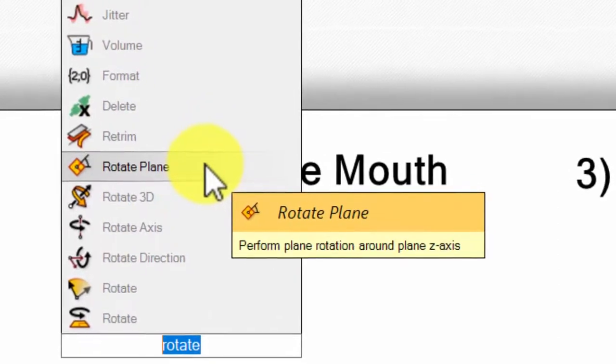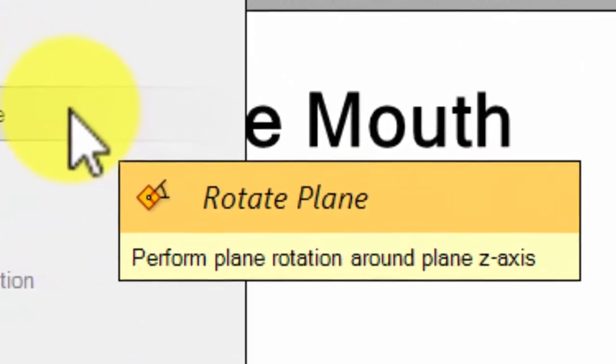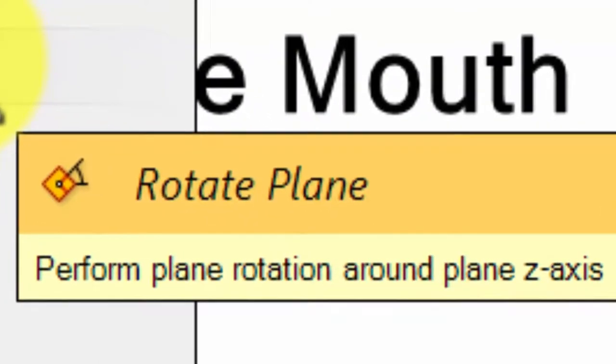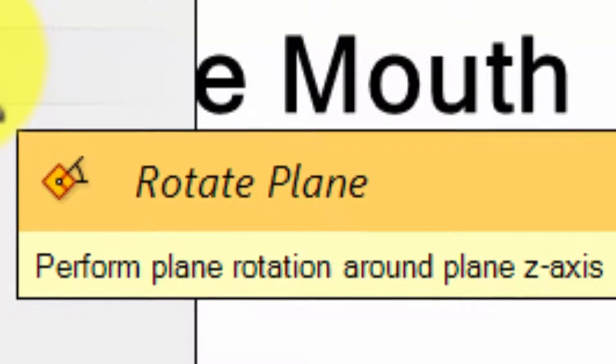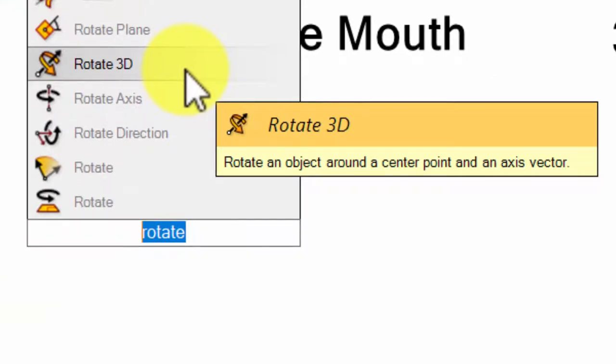This guy says, rotate plane. Perform plane rotation about the plane z-axis. So is this what we want? Because this says rotate plane. The icon itself even looks like it's a plane. Do we have a plane? Are we trying to rotate a plane? No, we have a curve, right? There's rotate 3D. Rotate an object around a center point and an axis vector. Sounds a bit closer. We have an object, but do we have a center point and an axis vector?